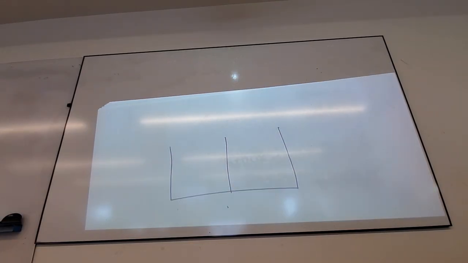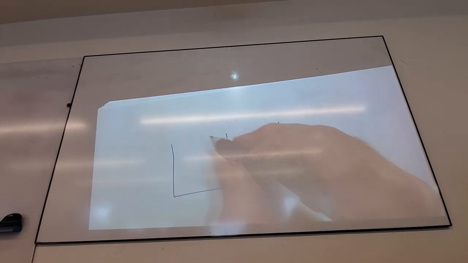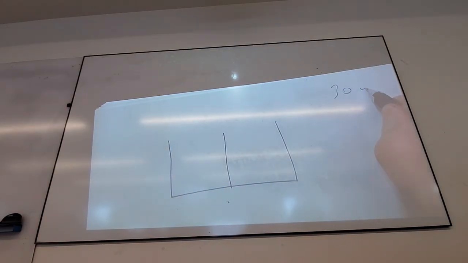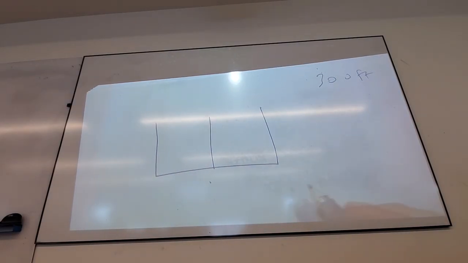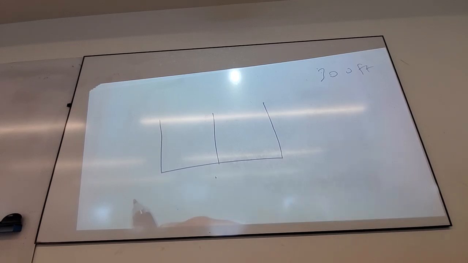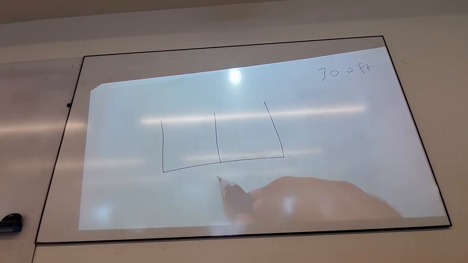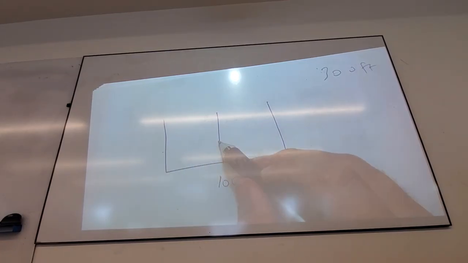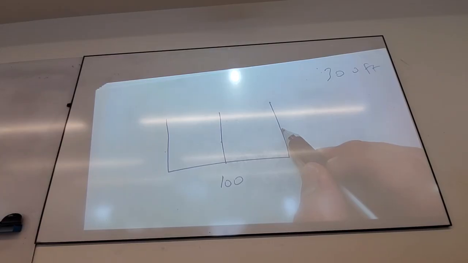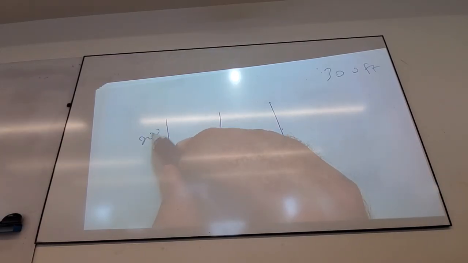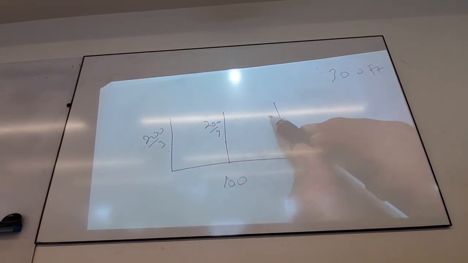I'm not going to draw the river, yes? And there's 300 feet of fencing, correct? Just very quickly, can somebody give me a number for what this side might be? 200. All right, so let's go 100. How much is left? 200. So what are each of these sides then going to be? Don't overthink it, it's just 200 divided by 3.